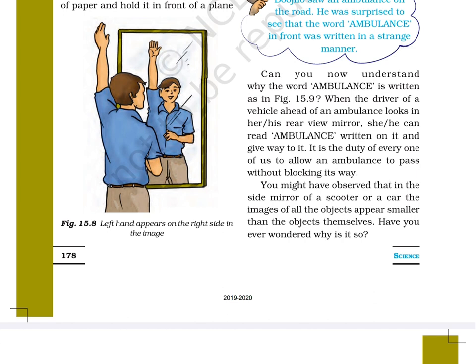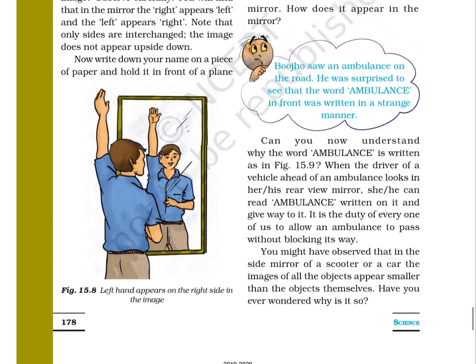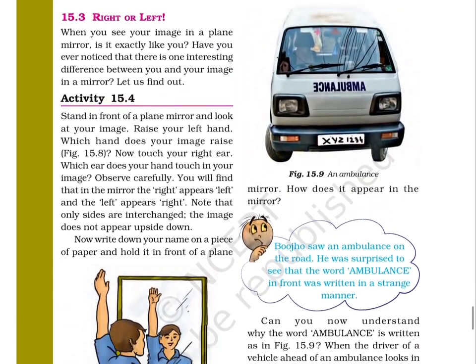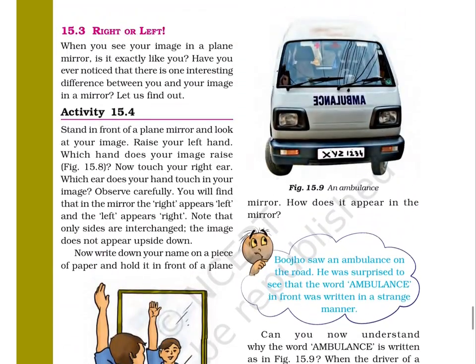You might have observed that in the side mirror of a scooter or a car, the images of all objects appear smaller than the objects themselves. Have you ever wondered why it is so? Figure 15.9. An ambulance. Here, the word ambulance has been written in such a way that it can be read correctly in the mirror image.